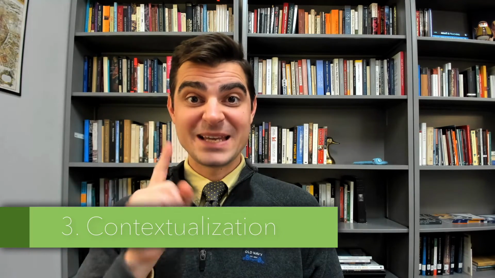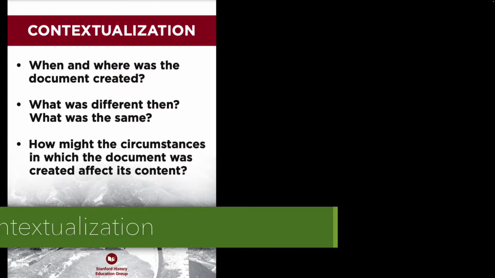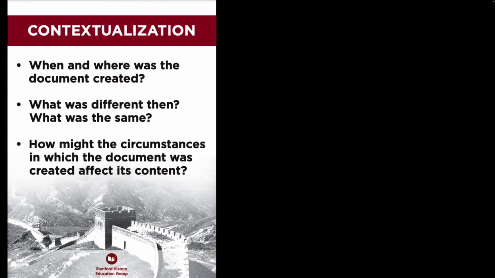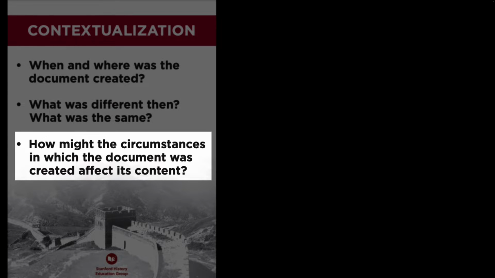Okay, step 2, contextualization. Contextualization is essentially gathering background information that helps you understand what the source says and how it says it. So some questions that we answer in order to set up a good historical context for the document are: when and where was this document created? What was different then and what was the same? And how might the circumstances in which the document was created affect its content?